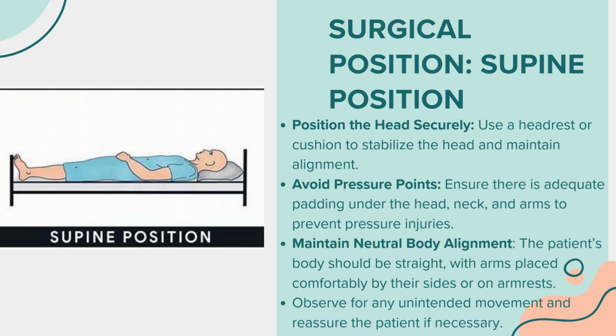As for the surgical position, the best position is the supine position. So position the head securely, use a headrest or cushion to stabilize the head and maintain alignment. Avoid pressure points, ensure there is adequate padding under the head, neck, and arms to prevent pressure injuries. Maintain body alignment, so the patient's body should be straight with arms placed comfortably by their sides or on an armrest. Observe for any unintended movement and reassure the patient if necessary.